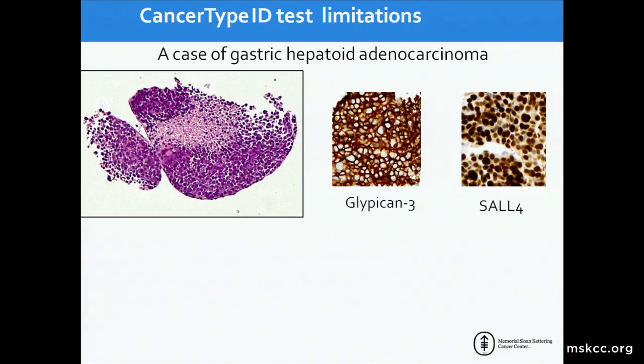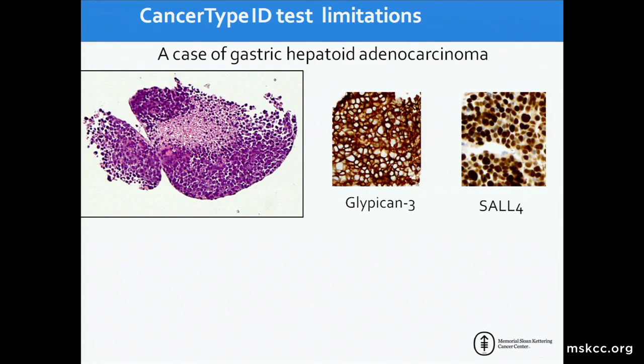And I just want to share with you this case of a gastric hepatoid adenocarcinoma. Now, a very poorly differentiated carcinoma, as you see here, it's stained with glypican-3, SALL4. Now, this presented in the liver. Anyone who has ever had a case like this knows that to diagnose a hepatoid adenocarcinoma that does not arise in the liver and to distinguish it from a hepatocellular carcinoma can be a near impossibility.